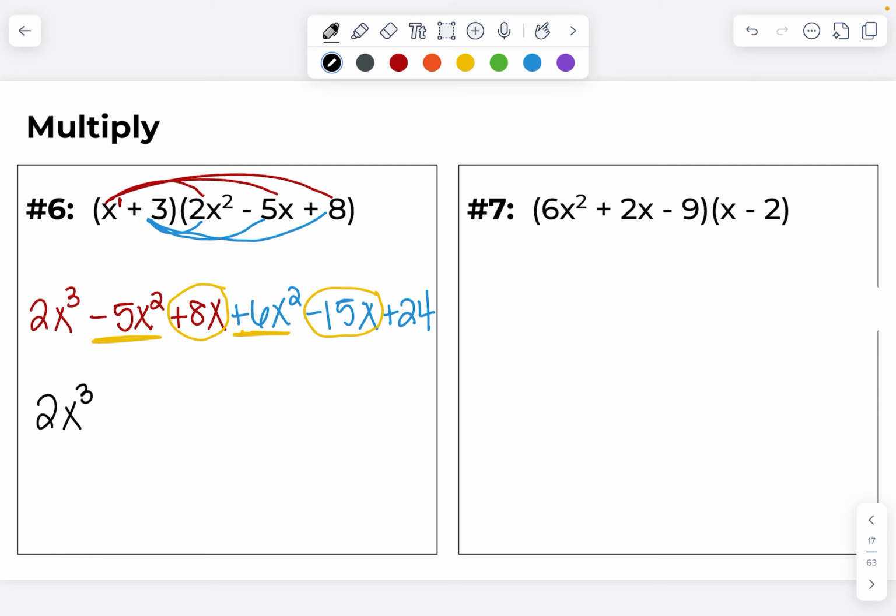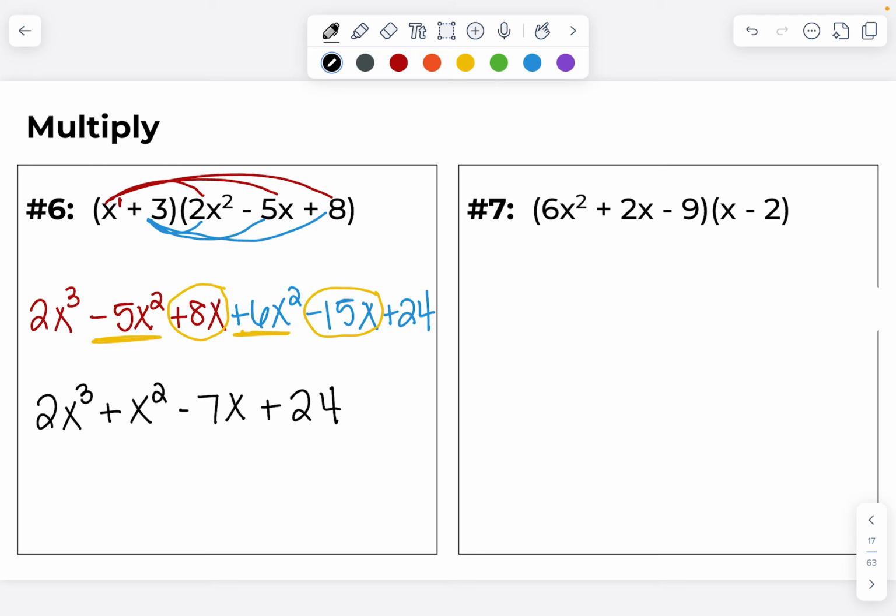Then I look at my negative 5x squared plus 6x squared. That'll give me a plus 1x squared. Again, you could write that 1 in front of it. I typically never do, so just know moving forward I'm not going to write that 1, but you guys can if you'd like. And then I have my x terms that I can combine. I have an 8x and a negative 15x, so if I combine that, I end up with a negative 7x. Then I have that positive 24 that doesn't combine with anything, but I'm going to go ahead and bring it down. And that is my simplified answer for this one.